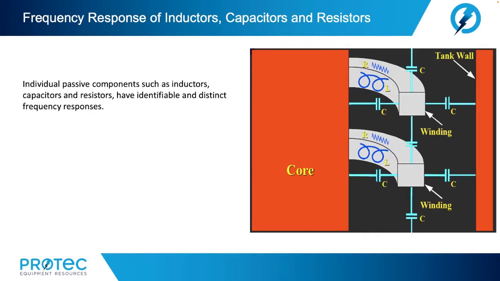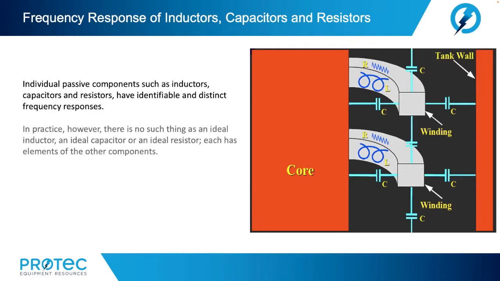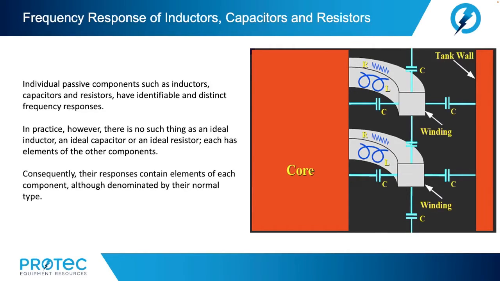Individual passive components such as inductors, capacitors, and resistors have identifiable and distinct frequency responses. In practice, however, there is no such thing as an ideal inductor, an ideal capacitor, or an ideal resistor. Each has elements of the other component. Consequently, their responses contain elements of each component, although dominated by their normal type.